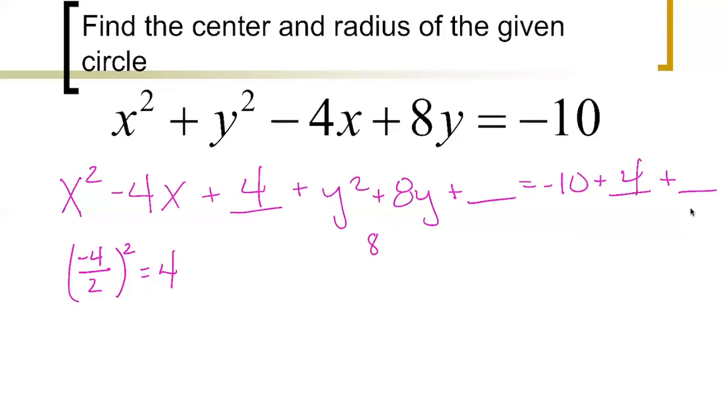Do the same thing with the y's. So 8 divided by 2 and square it. So that gives me 4. 4 squared is 16. Again, if I have a 16 on the left, I must have a 16 on the right.